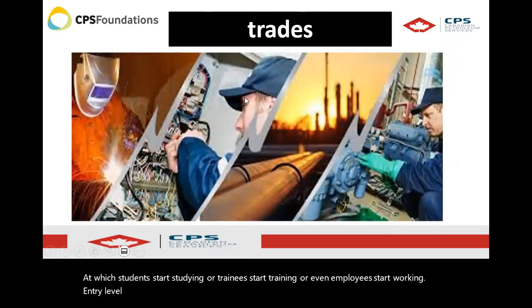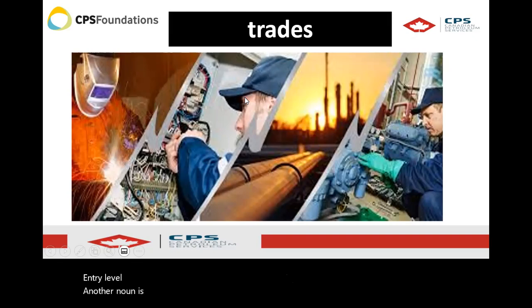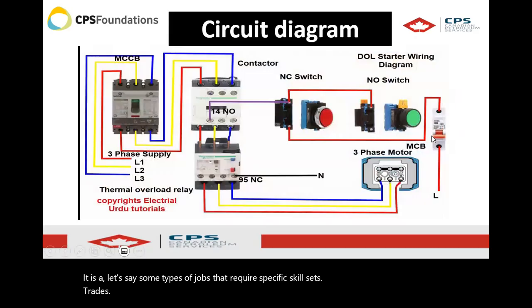Another noun is trades. It is, let's say, some types of jobs that require specific skill sets. Another noun is circuit diagram. A circuit diagram is the design of the electrical network inside a building.